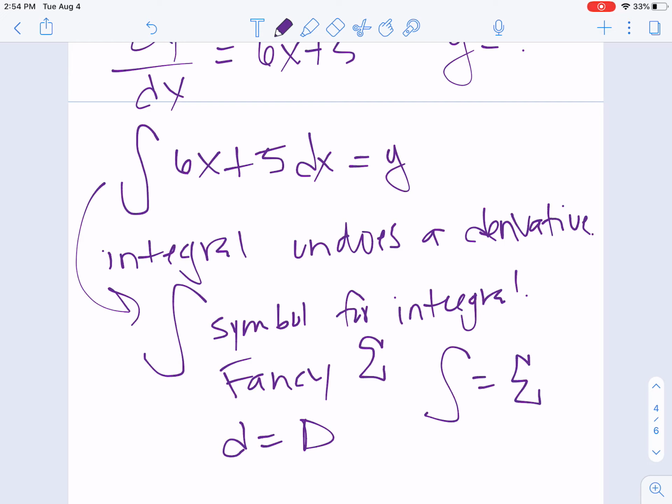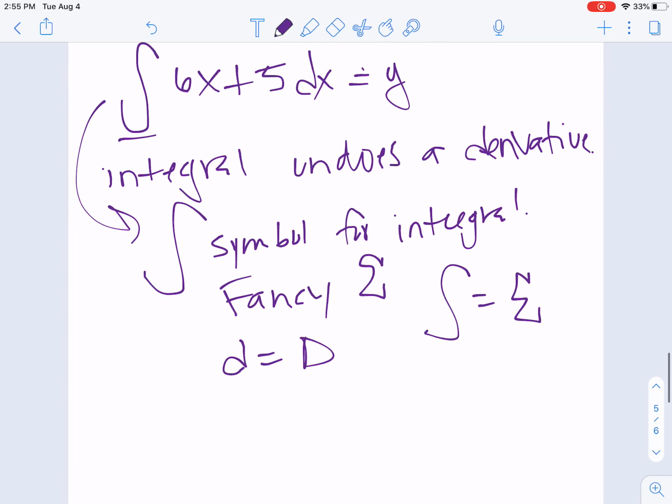Okay, while you were thinking about that, I just want to get some of this right here. So this is how I'd actually set this up. This symbol is for an integral. That's what I have down here. So I'd say the integral of 6x plus 5 dx is equal to y. So it's going to undo this. It's going to let me go back to what the original function was. This symbol, which I'm not drawing great on my screen, I'm sorry for that, is the symbol for an integral.